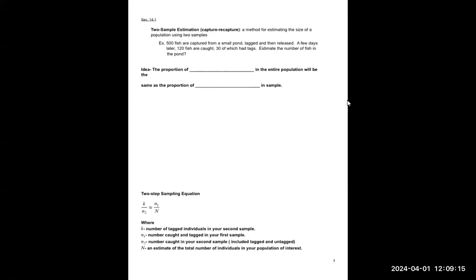So the idea behind this type of problem is that the proportion of tagged fish, or tagged individuals, in the entire population, that fraction of tagged fish to the entire population, will be the same as the fraction of tagged fish in the sample.